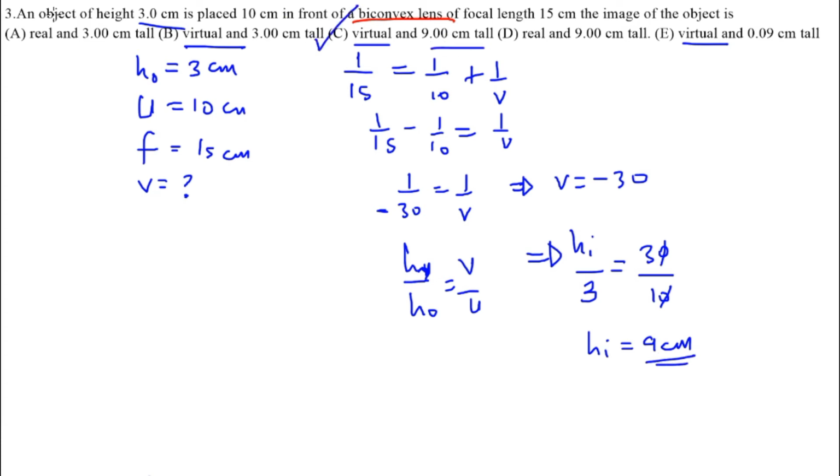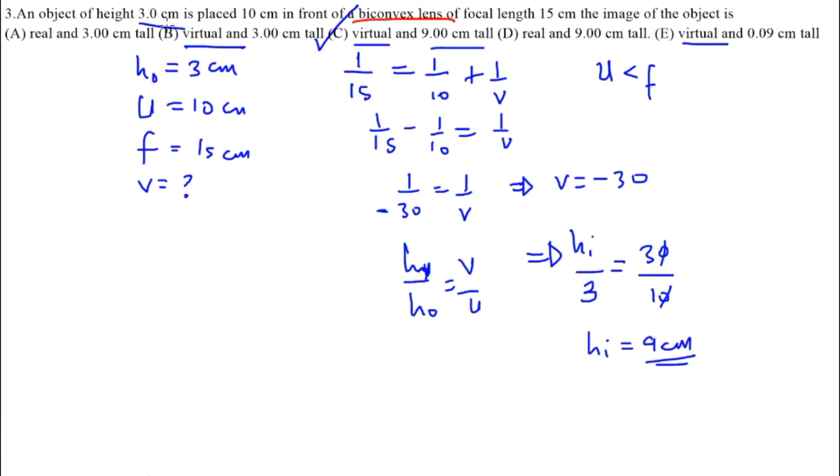So option C is the right answer there. So it is true that the image is virtual. If you look at it very well concerning the explanation I gave in the first minutes of the video, you will see that u, which is the object distance, is less than the focal length.